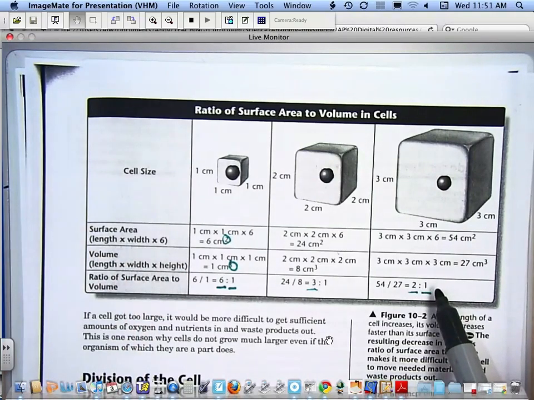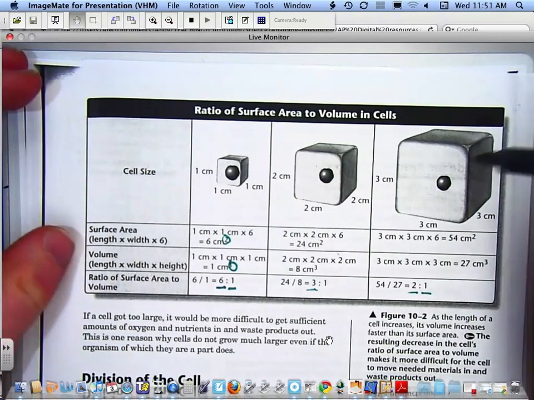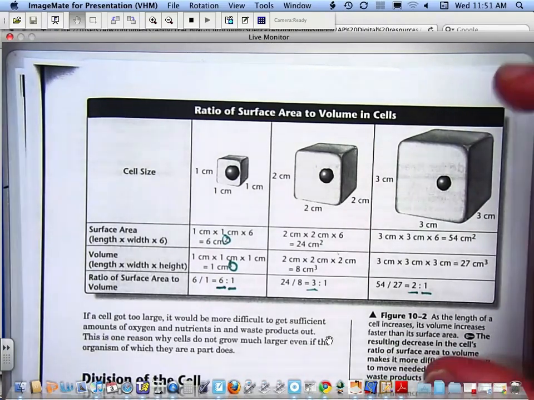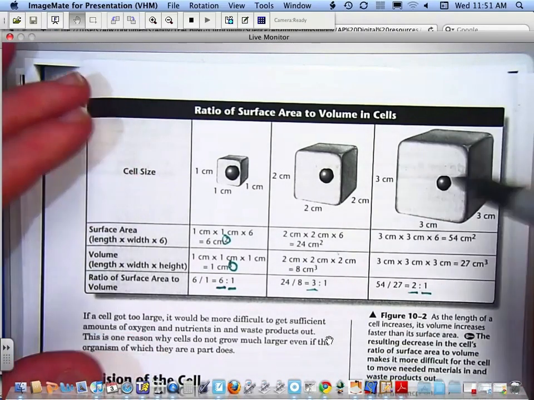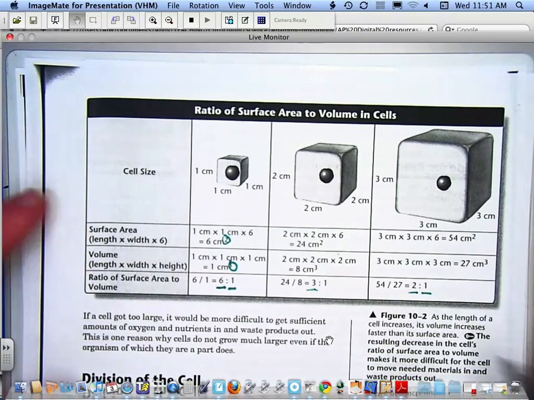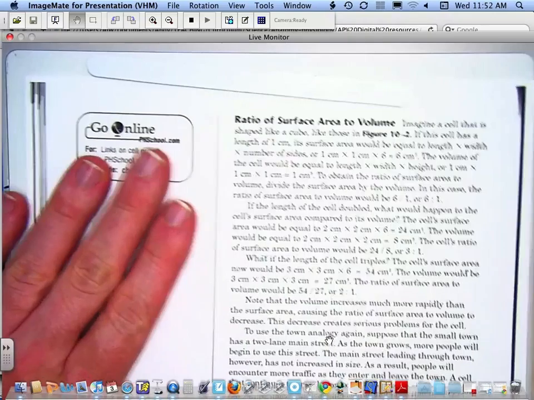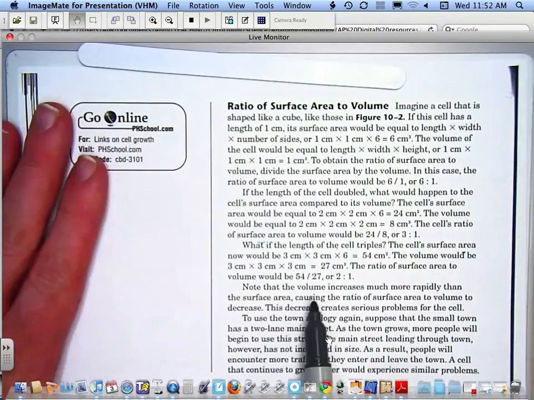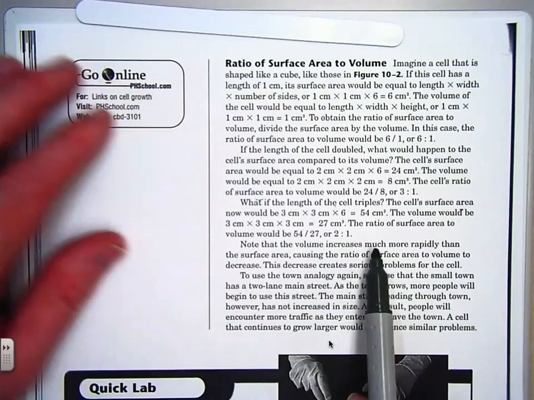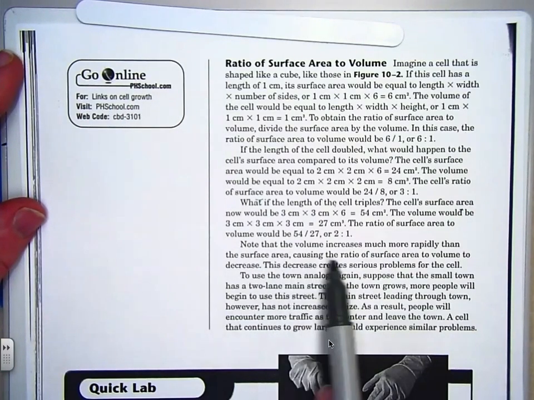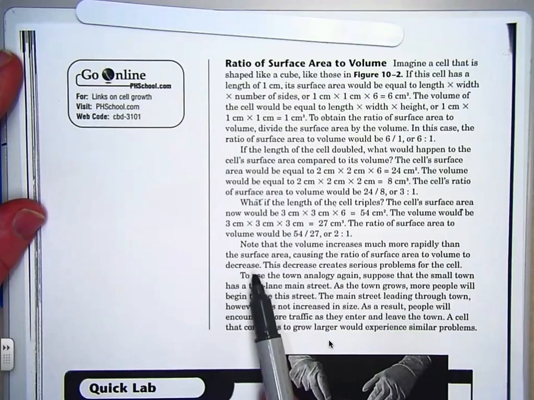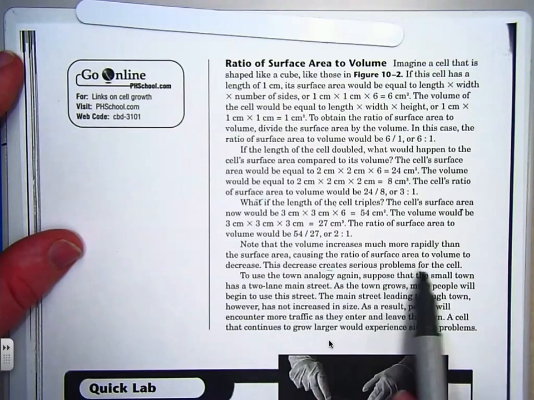What does that mean? That means that as you get bigger and bigger, there's more space inside the cell than there is surface or covering to the cell. Another way of saying it is, the bigger you get, the less wrapping paper you would need to cover the same amount of volume. All right, let's keep reading. Note that the volume increases much more rapidly than the surface area, causing the ratio of surface area to volume to decrease. The decrease creates serious problems for the cell.